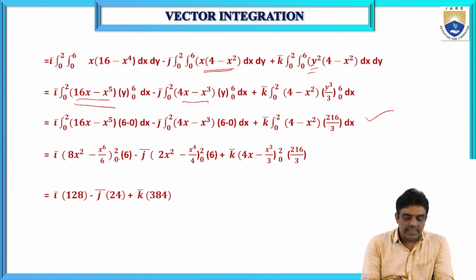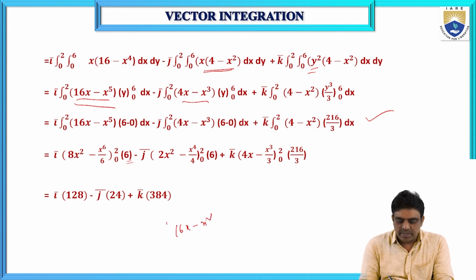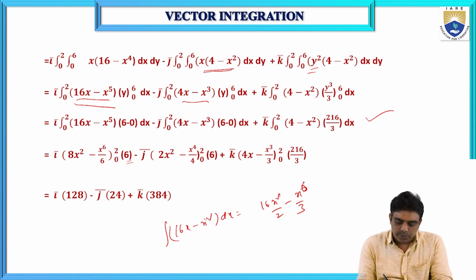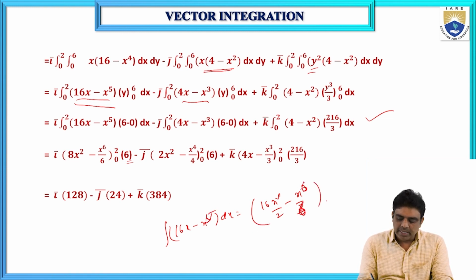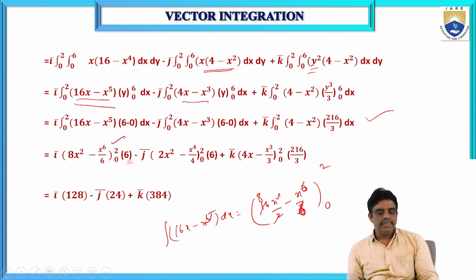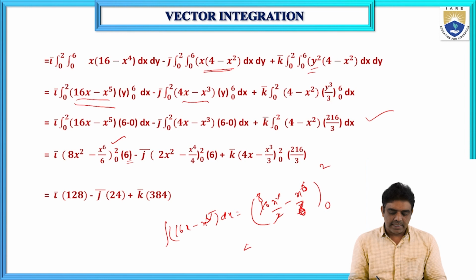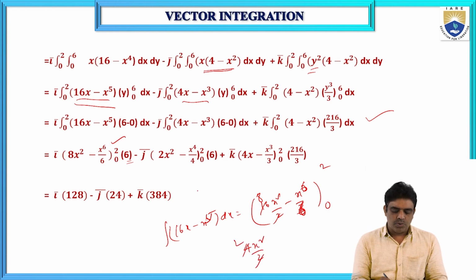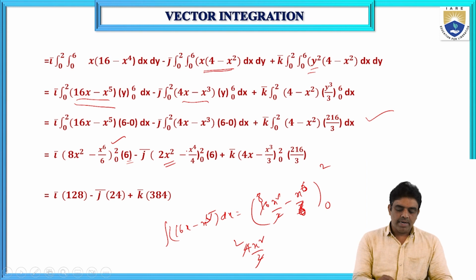so now on integrating with respect to x finally. So 6 as it is, and it is 16x minus x power 5 with respect to x integration. So 16x square by 2 minus x power 6 by 6, between the limits 0 and 2, or 8x square minus x power 6 by 6 between 0 and 2. That is the first integration. And here 4x integration, 4x square by 2. That means what? 2x square. So already it is given. And x cube integration, x power 4 by 4. So limits 0 to 6, 6 constant, right as it is.